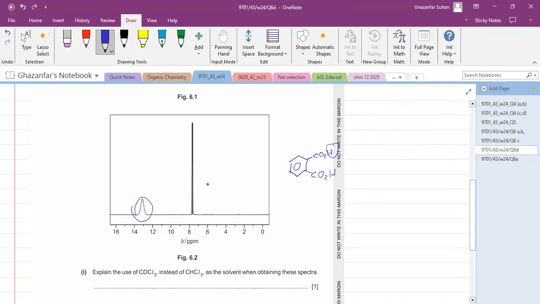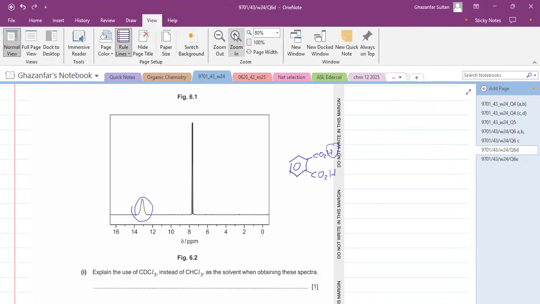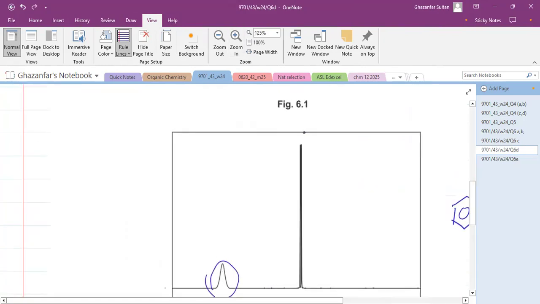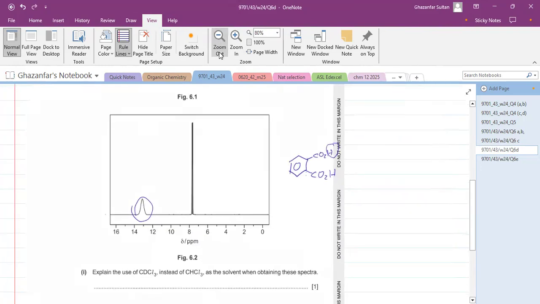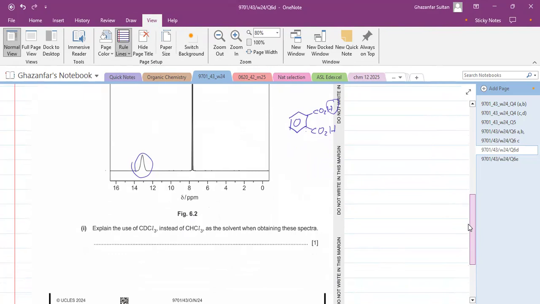These two give a similar peak, and these two give a similar peak. See, if I zoom in, it is somehow a doublet. So it can give a doublet, okay? But this much detail is not in our syllabus.